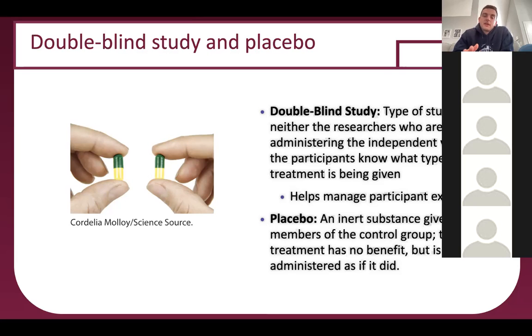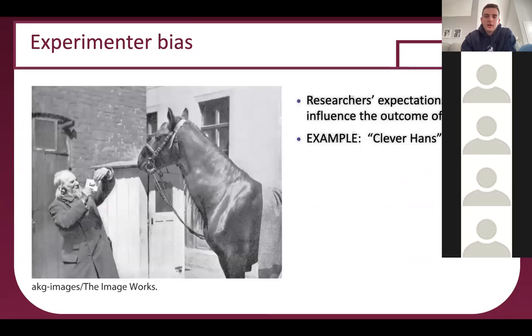Okay, so that obviously increases objectivity because, to go back to our earlier discussion about the experimenter, we don't know who's in which group. We can't give them preferential treatment because we have no idea if they're getting the intervention or not. They might be getting a placebo, which is an inert substance given to members of the control group. Probably heard that term before. Fake treatment has no benefit, but it is administered as if it did, to try and eliminate any positive effect that believing you're in the treatment group might have.